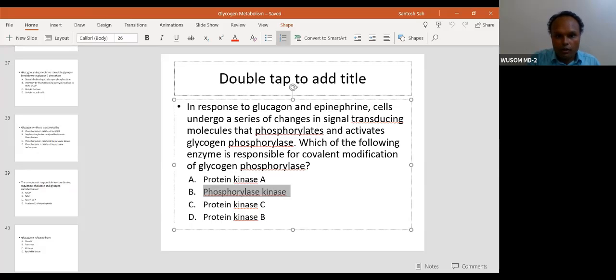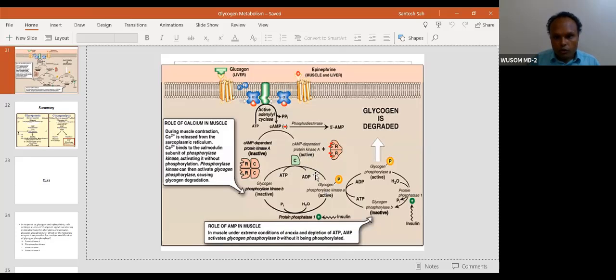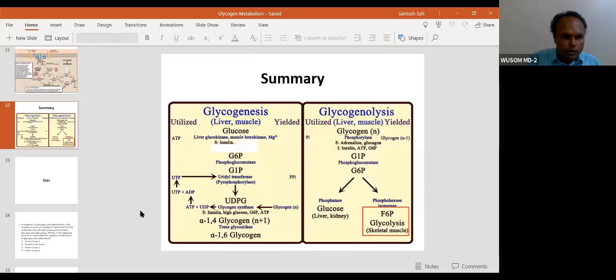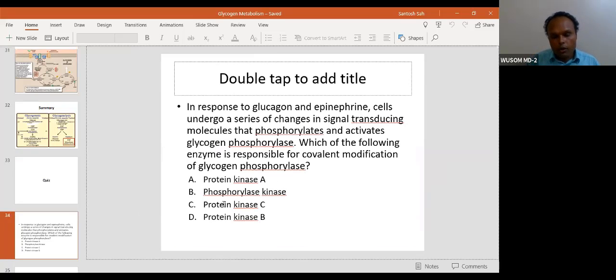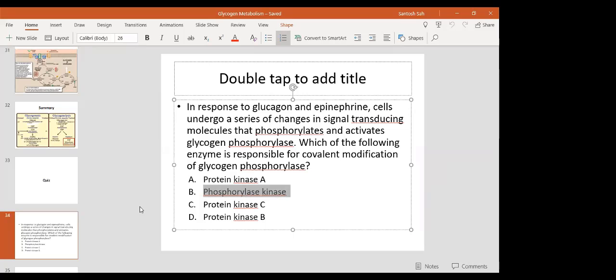A is not wrong. Protein kinase A, but indirectly. Directly, this is phosphorylase kinase. You can see here this phosphorylase kinase. Protein kinase A activates phosphorylase kinase by phosphorylation. So indirectly you are right, but the most appropriate will be this. Do you agree with me? Yes, sir. Okay.